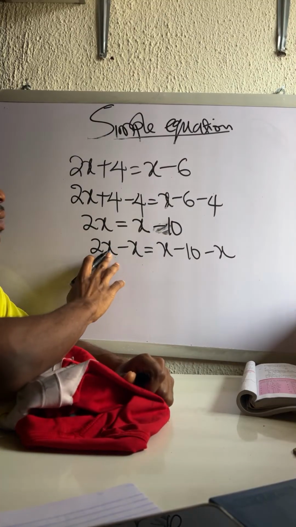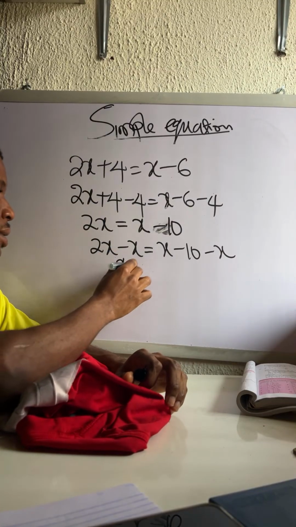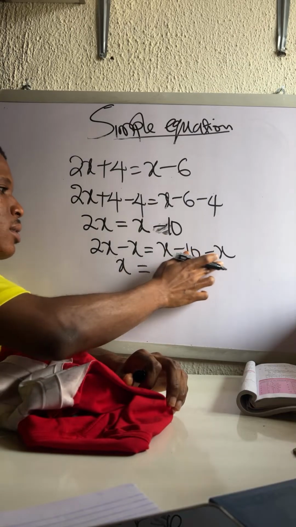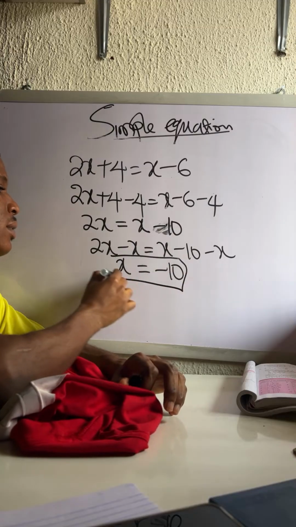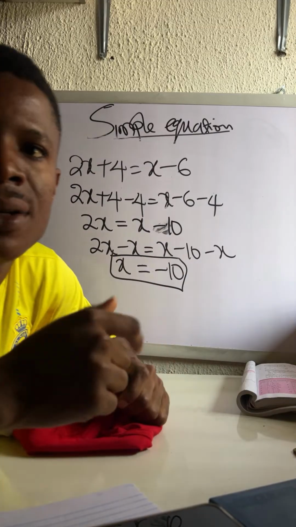You have 2x minus x is x, and that equals x minus x is 0. You're having here minus 10. Okay, the value for x is minus 10.